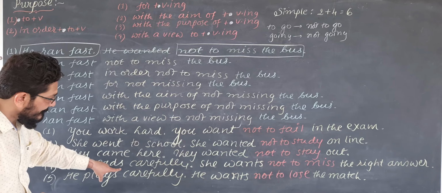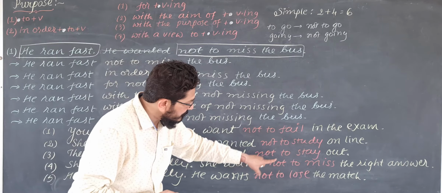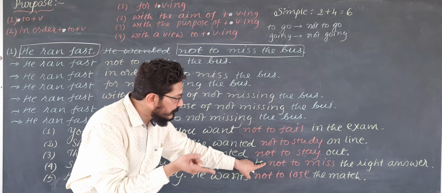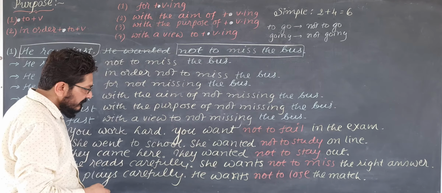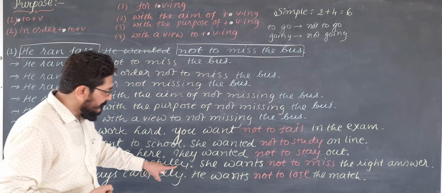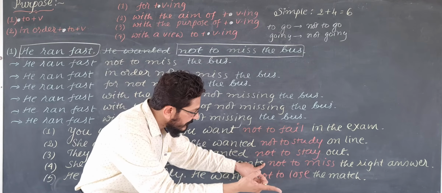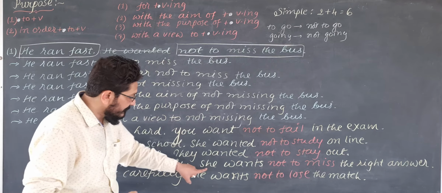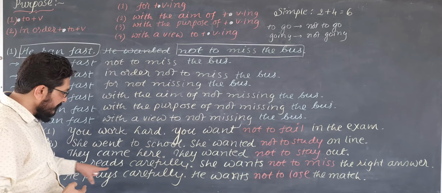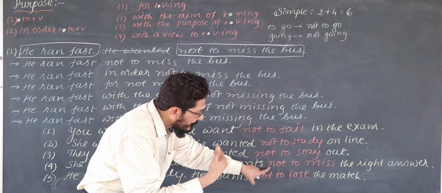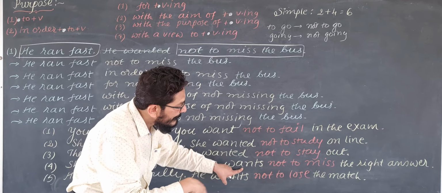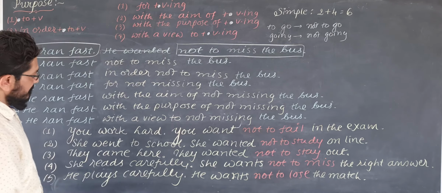She reads carefully. She wants not to miss the right answer. She reads carefully not to miss the right answer. She reads carefully in order not to miss the right answer. She reads carefully for not missing the right answer. She reads carefully with the aim of not missing the right answer. She reads carefully with the purpose of not missing the right answer. She reads carefully with a view to not missing the right answer.